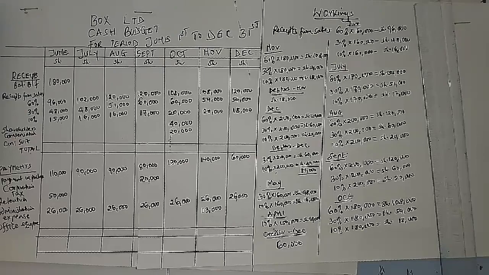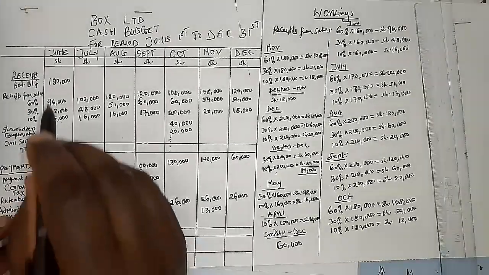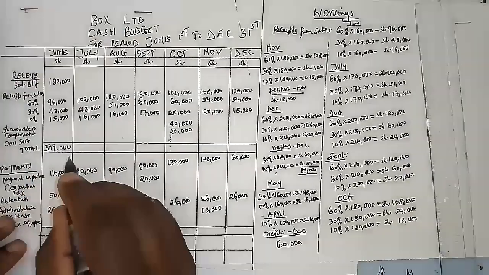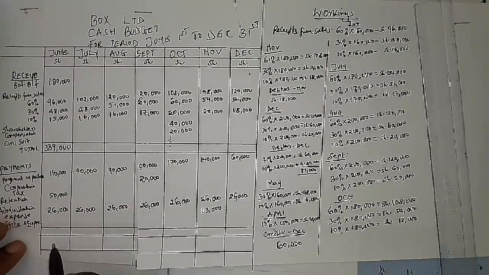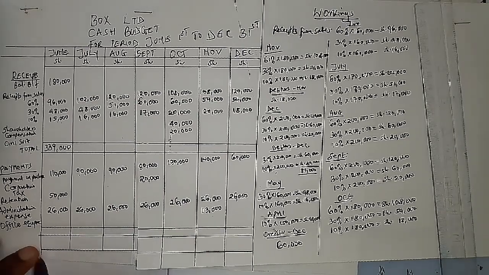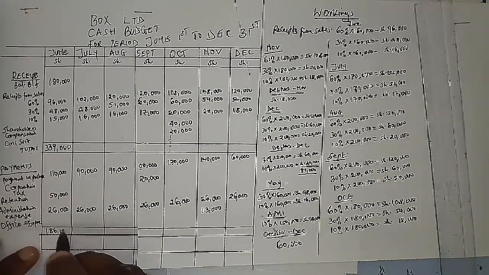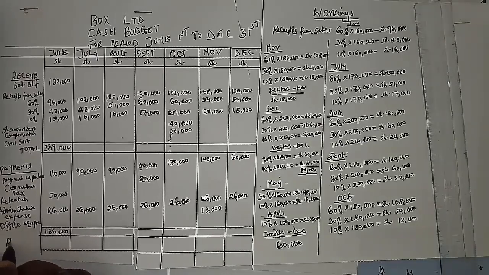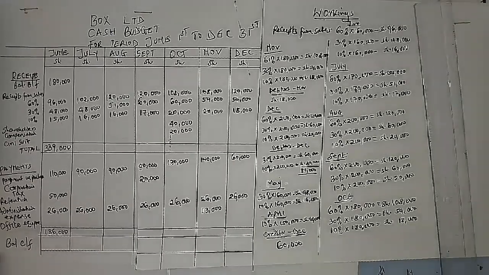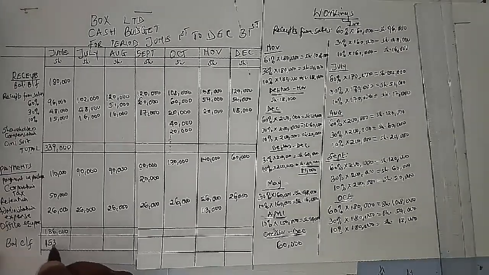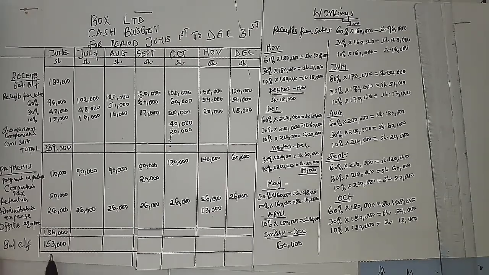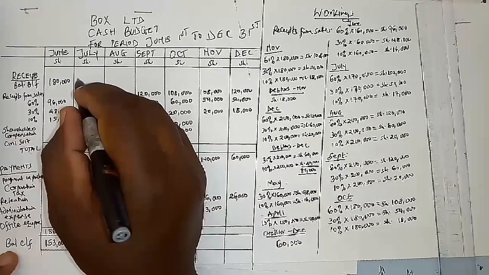For the month of June, the total receipts will be 339,000. Now let us get the total payments for the month of June, which will be 186,100. When we subtract the receipts minus payments, we should get something we call balance carried forward. The balance carried forward will be 153,000. And that is the end of the month of June.